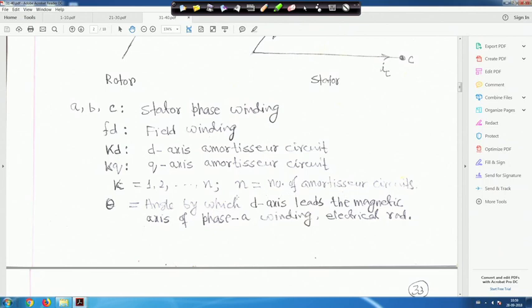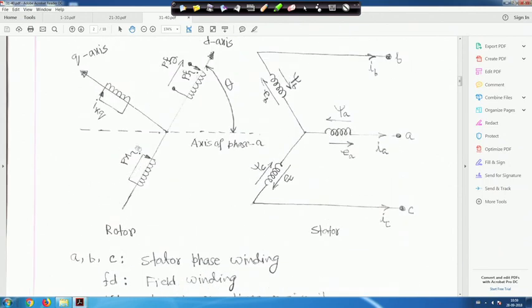If, suppose, K is equal to 0, there will be no Emerson circuit, then this should not be there and this should not be there, but that is not reality, 1 or 2 will be there, right?